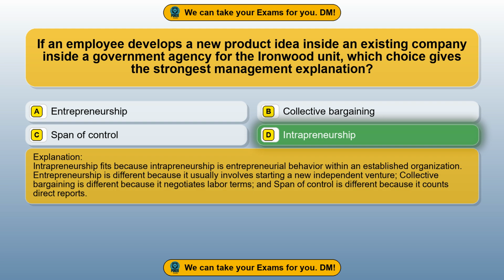Entrepreneurship fits because entrepreneurship is entrepreneurial behavior within an established organization. Entrepreneurship is different because it usually involves starting a new independent venture. Collective bargaining is different because it negotiates labor terms, and span of control is different because it counts direct reports.